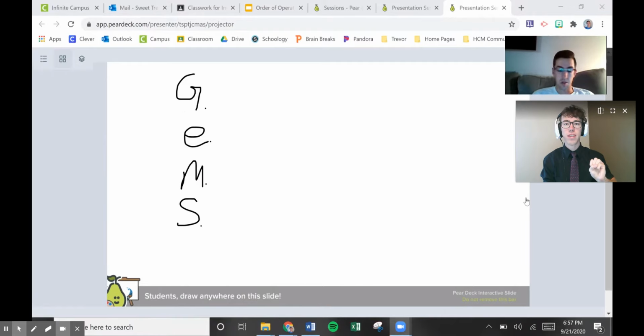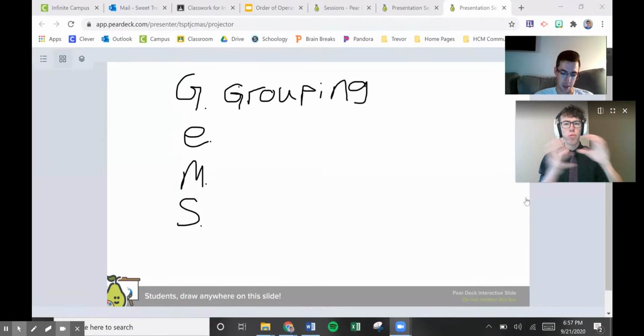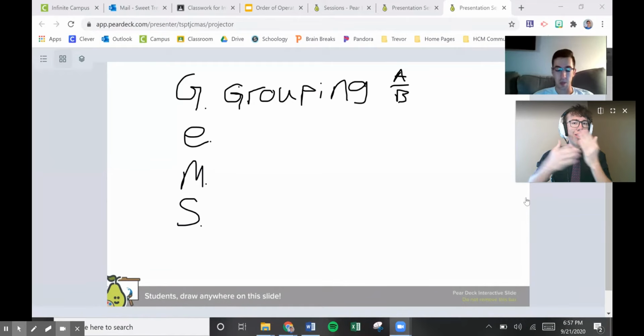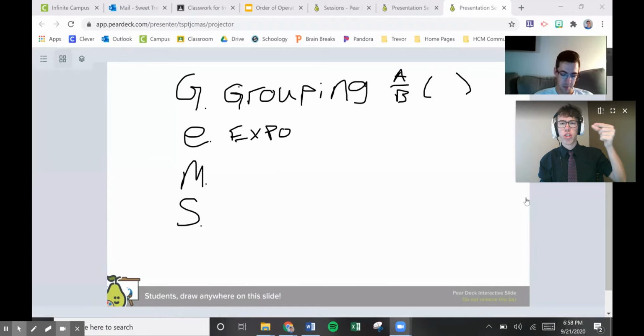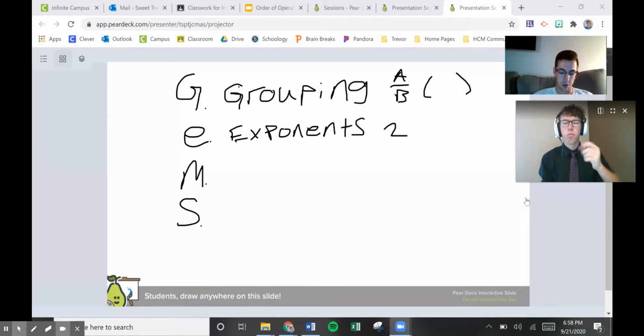So GEMS stands for grouping. And grouping, if you remember, was fractions where we had A divided by B, some number divided by some number. You also had groupings that were parentheses. E was exponents. Okay, so that looks like 2 to the third.